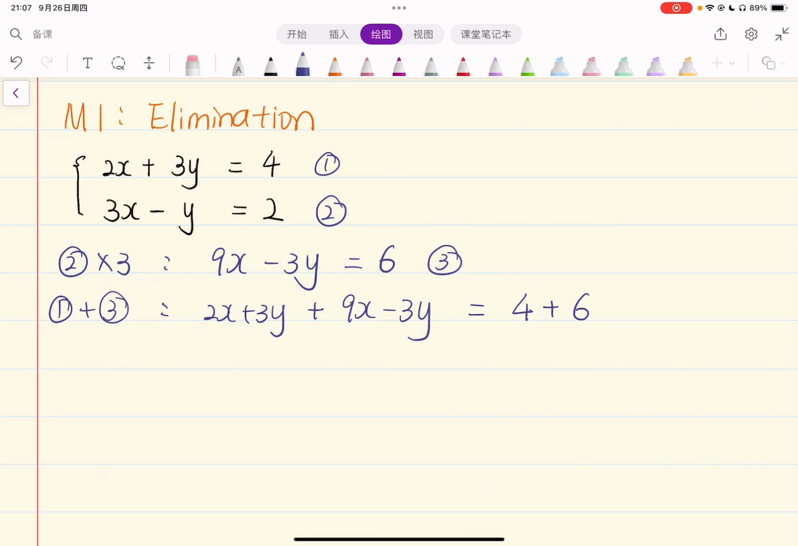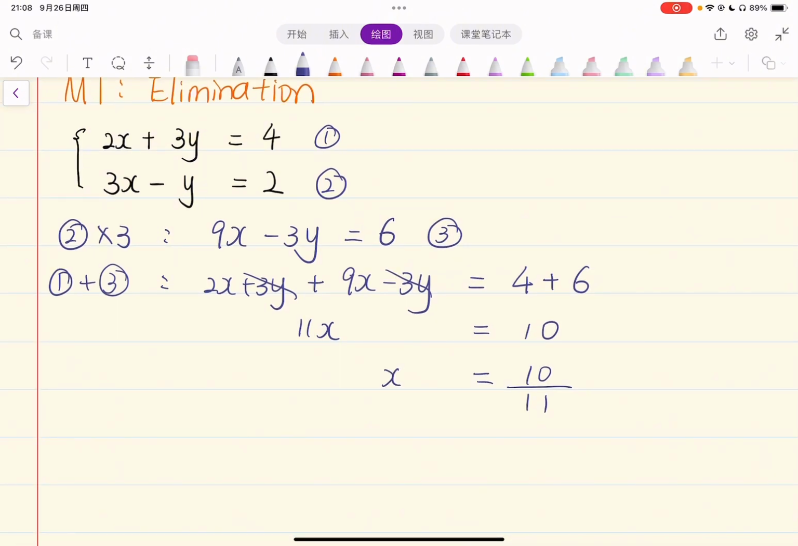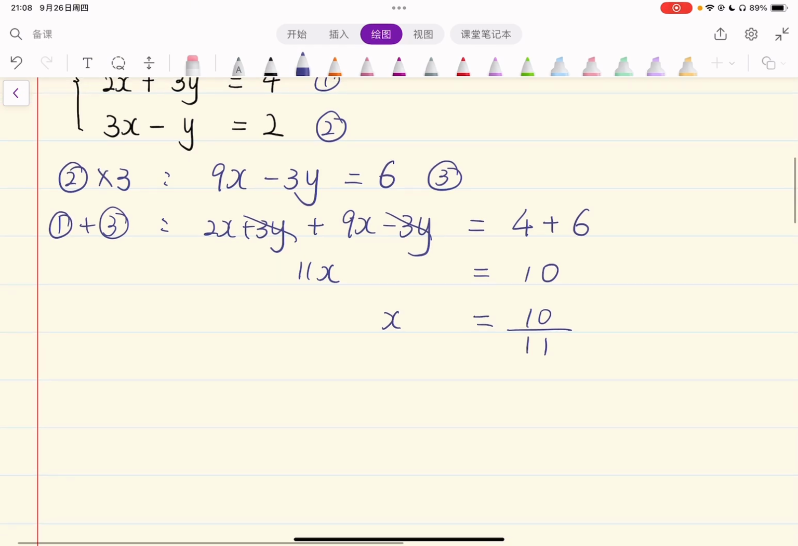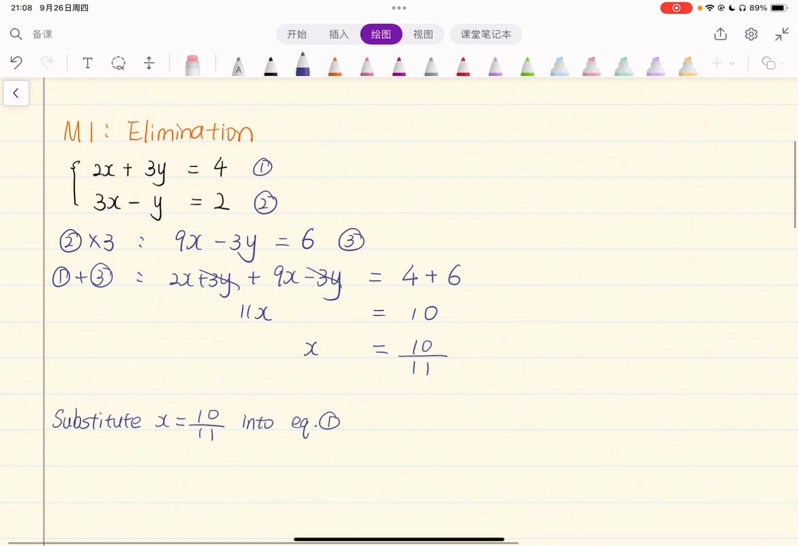And then we rearrange that. We have 11x, so 3y disappears. I don't have y, I only have the x left, and the right-hand side is 10. Thus, we have x equals 10 over 11. Now we have one value, so we can substitute x equals 10 over 11 into equation 1 to get the value of y.